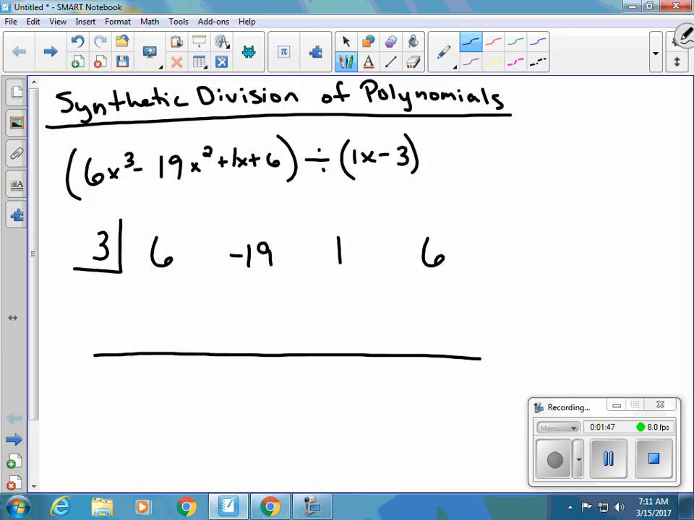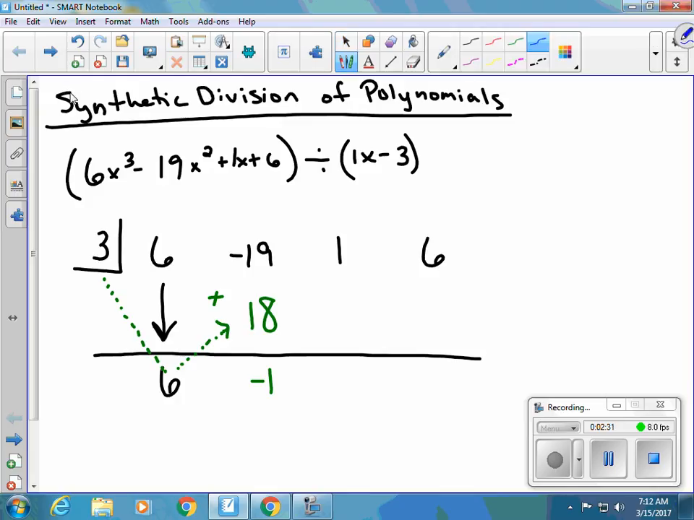So here's what you do. The first thing you want to do is drop down this 6. You always drop down whatever the first term is. So from here, you take 3 times 6 and put that number here. So I've got 3 times 6 gives me 18. I add these numbers. This is where it's a little bit different. Normally when you think of division, we subtract. In this case with synthetic, you add. So negative 19 plus 18 gives me negative 1.